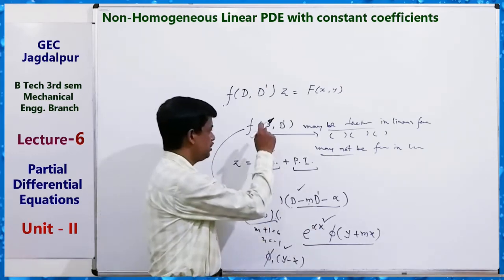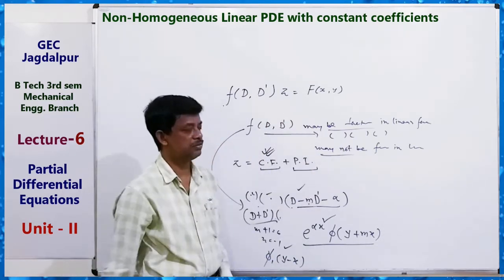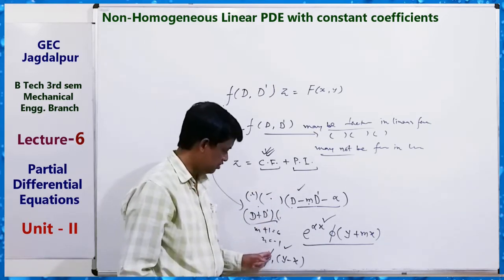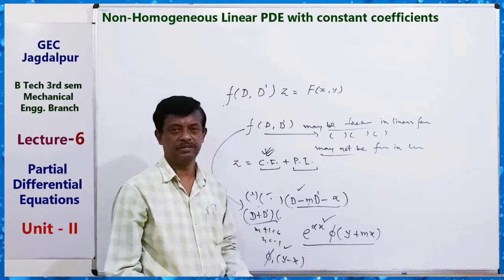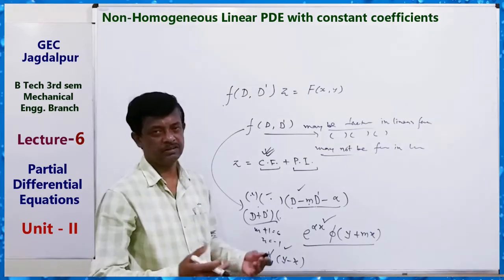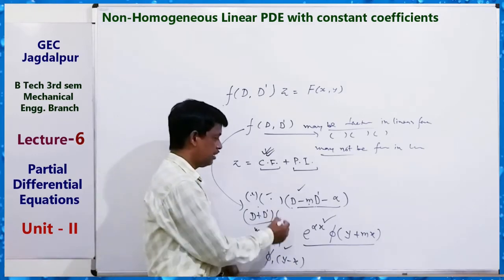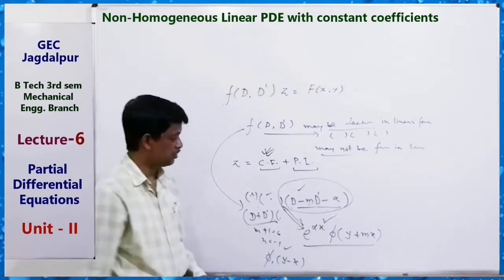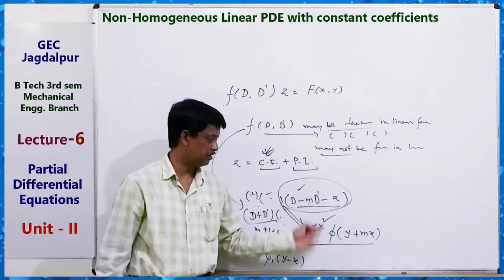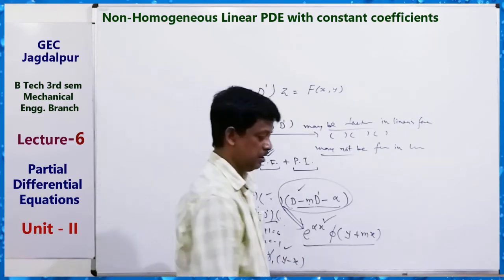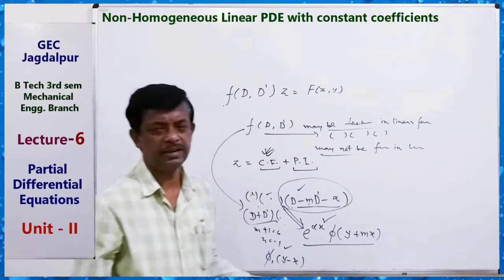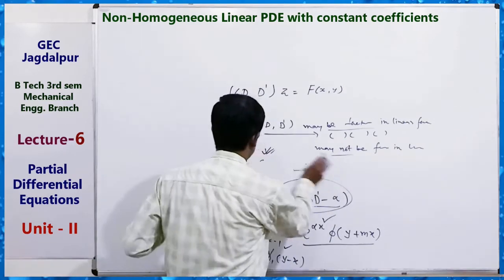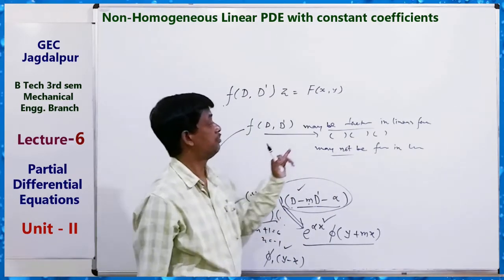So when we can factorize this as linear factors, then corresponding to each factor we have to write the function and then add them, and then we can get CF. So this is the method of finding CF. Corresponding to this factor, CF is this. Corresponding to this factor, CF is this. So remember it. This is the formula. Clear? And PI may be found by using any of the rules whichever we know. Clear?